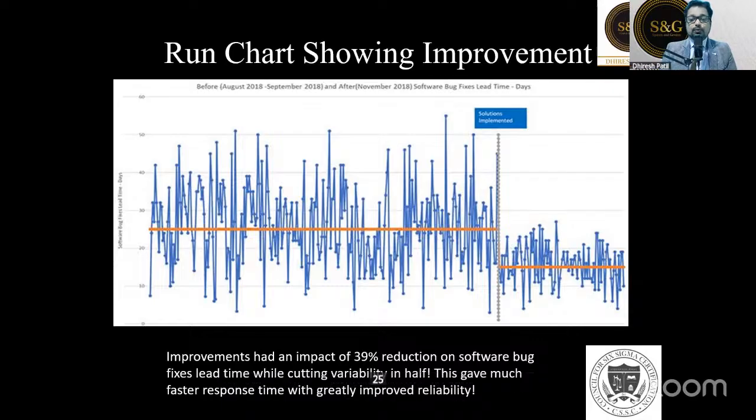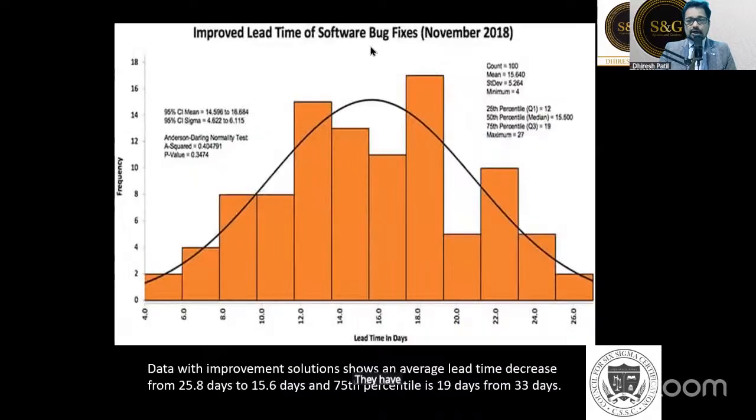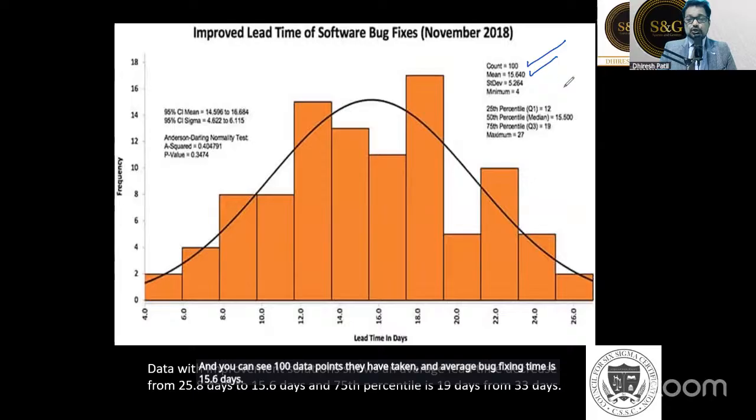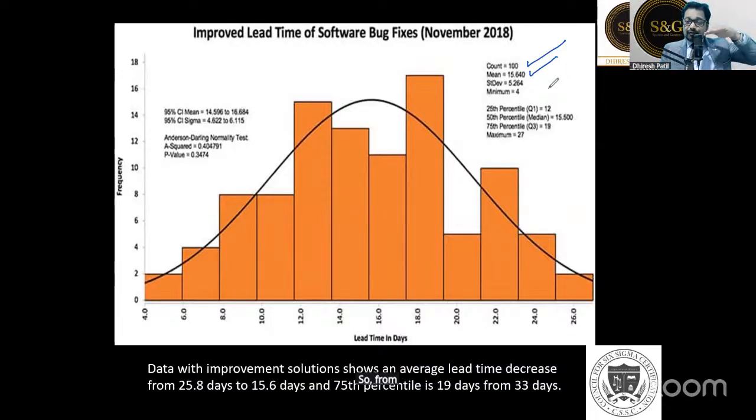25 days was brought down significantly. Let us see how significantly they have reduced it. You can see here, this is the improved histogram, and they have taken 100 data points. The average bug fixing time is 15.6 days. So from 25.8, they have reduced to 15.6, very close to the target. Of course, as good as they have hit the target.